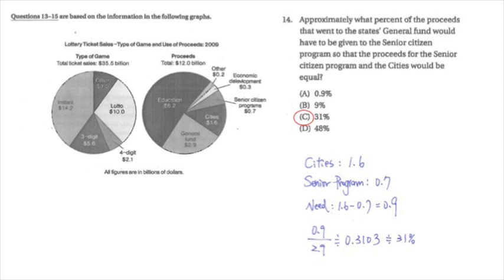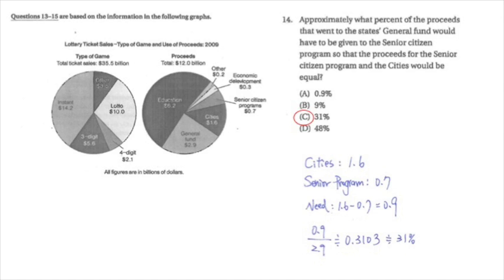Question 14. In this question, we're asked what percentage of the general fund will be transferred into the senior program in order to make the cities and the senior program have the same amount of funds. So from the graph, we know that the cities program has 1.6 billion of funds and the senior program has 0.7 billion of funds. In this case, to balance, we need to add 1.6 minus 0.7, which is 0.9 billion to the senior program for it to become the same as the cities program.